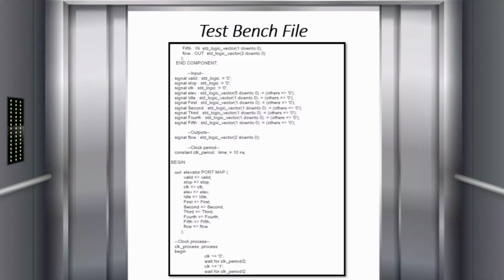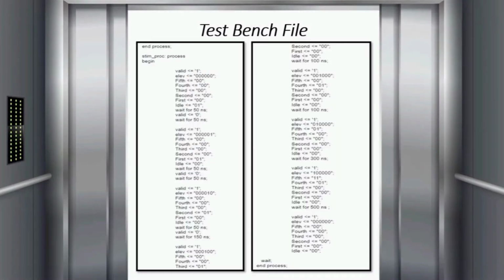In slide 7, you can see the import of the module file in the test bench. UUT stands for Unit Under Test. It imports the module file in the test bench. In slide 8, you can see the declaration of the values in the input because it is fully automated.